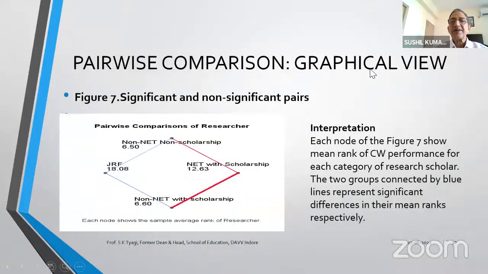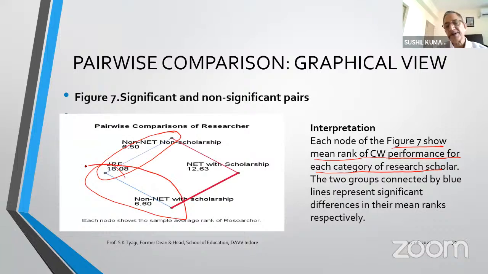Now, pair-wise comparison, graphical view, significant and non-significant pairs. Each node, these are 4 nodes, of figure 7 shows the mean rank of coursework performance for each category of research scholars. The 2 groups connected by blue lines represent significant differences in their mean ranks. These 2 groups show significant differences.